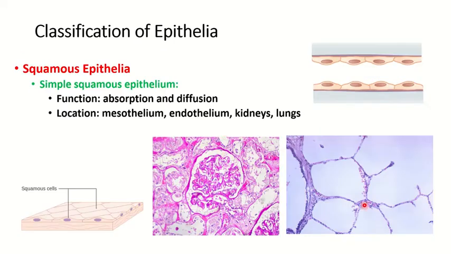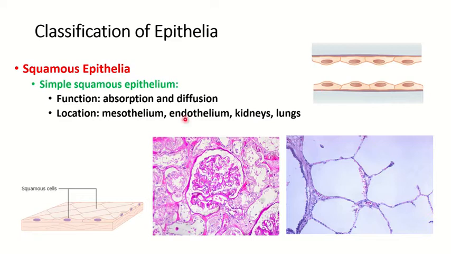So, squamous epithelia are divided, as I said before, into simple and stratified. So the simple one is one thin layer, and this is why it is very good for absorption and diffusion.